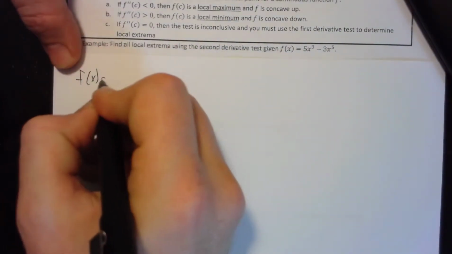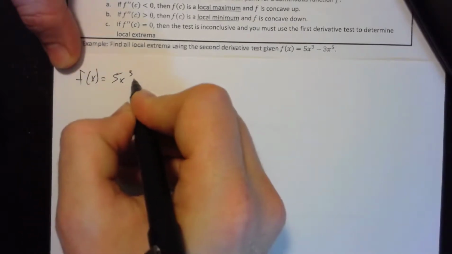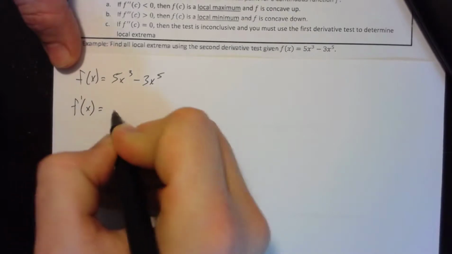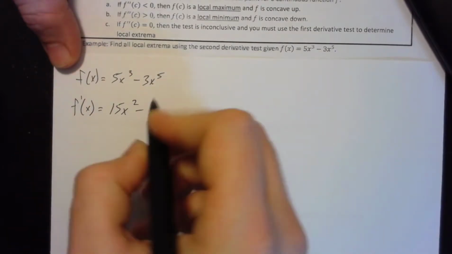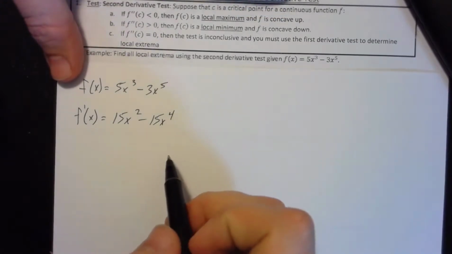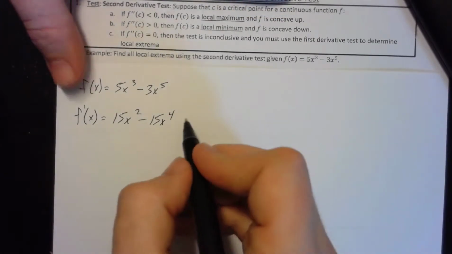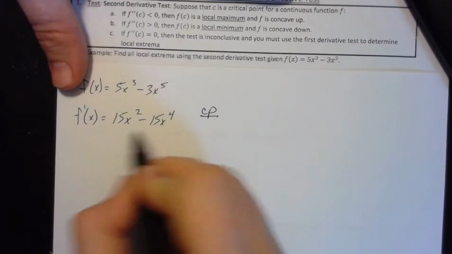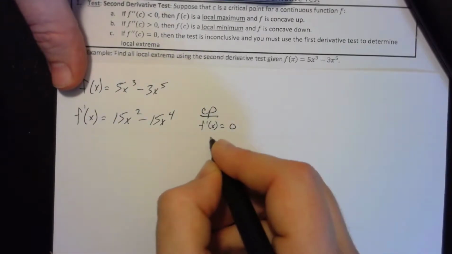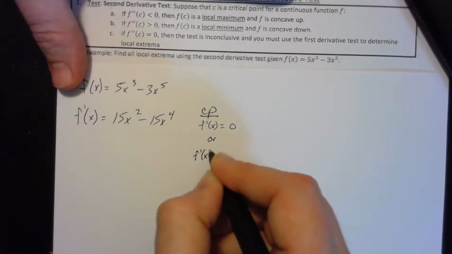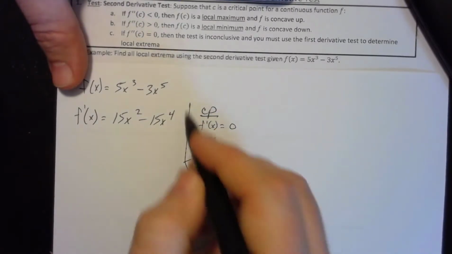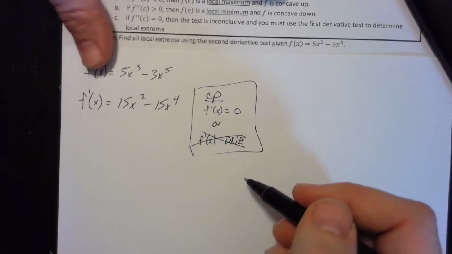So, f of x in this case is equal to 5x to the power of 3 minus 3x to the power of 5. My first step is to take the derivative: 15x squared minus 15x to the fourth. To find potential locations of max and min, I need to find the critical points of this function, where the first derivative is equal to 0 or the first derivative does not exist. But again, this being a polynomial function, we don't have that second case. I always want to keep considering it just so I don't forget it.